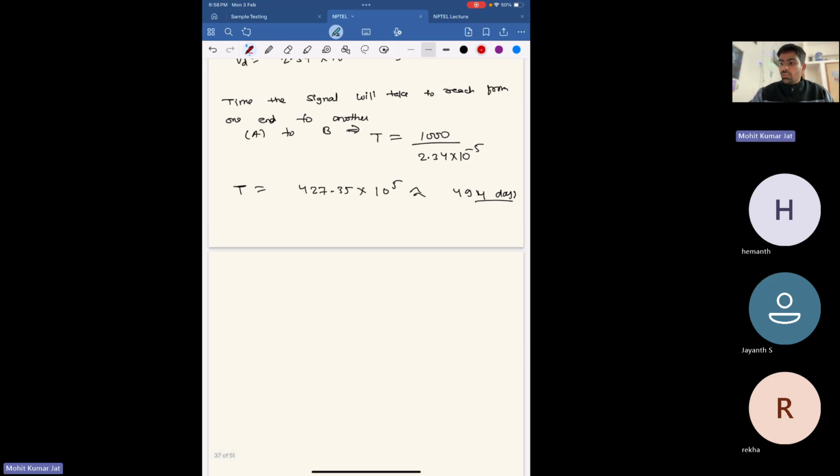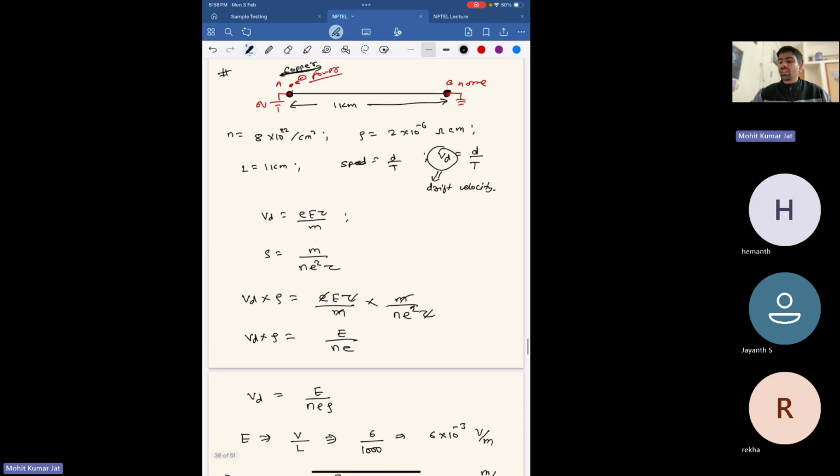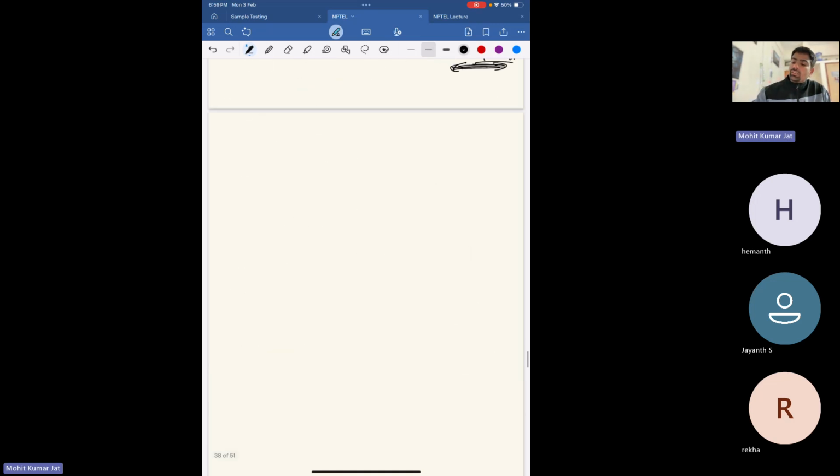Okay, so let me explain why the electron at point A will take roughly 500 days to go from point A to point B, but the light lights up instantaneously. You can think of it like a pipe. There are two ways to think about it. You can think of it like a pipe fully filled with water, and these are point A and point B.